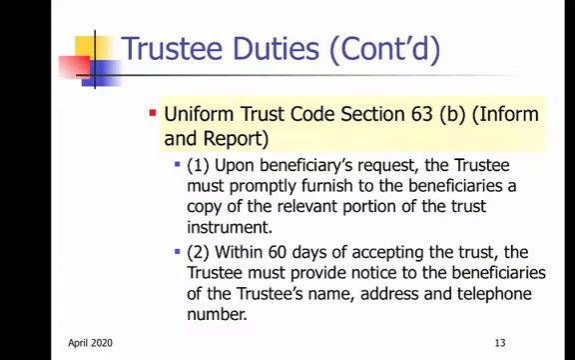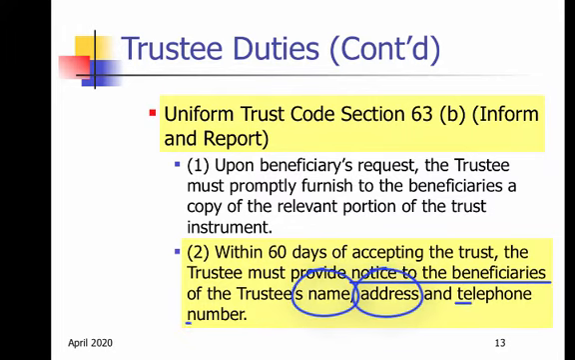The Uniform Trust Code, which became effective in Connecticut on January 1, 2020, made some important changes in the rules regarding how a trustee must inform beneficiaries of a trust. Section 63B of the UTC says that if a beneficiary asks for it, the trustee must promptly furnish to the beneficiary a copy of the relevant portion of the trust instrument. Also, within 60 days after the trustee accepts his duties as trustee, the trustee must provide notice to the beneficiaries of the trustee's name, address, and telephone number.